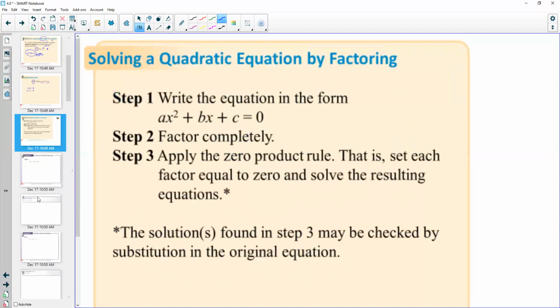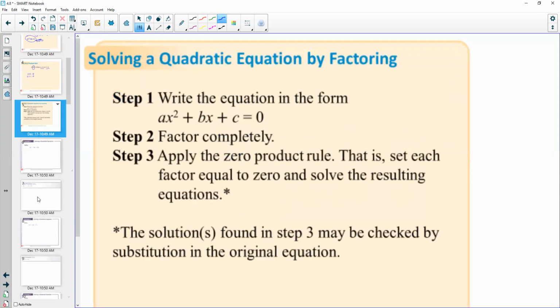Okay, so when we're solving equations of this standard form, the first thing to do is always to get it into standard form. Okay, it's not always going to start out that way. Then we're going to factor using the steps that we know we've been using all along. Okay. And then we're going to apply the zero product rule. We can check our answers by substituting back in the original equation.